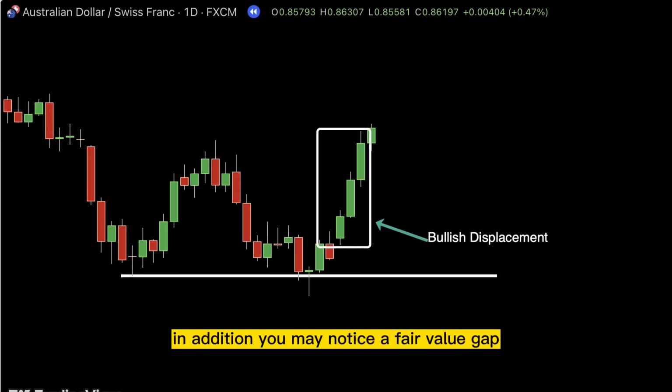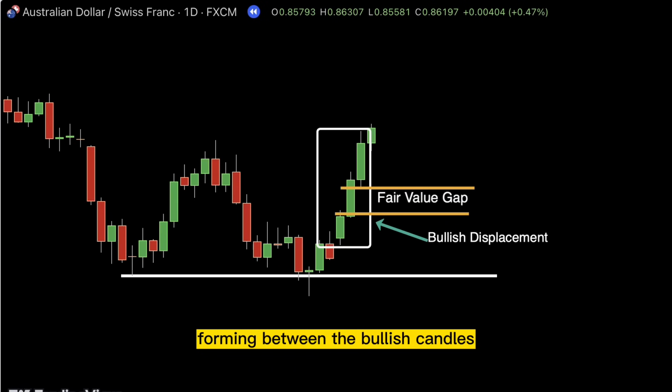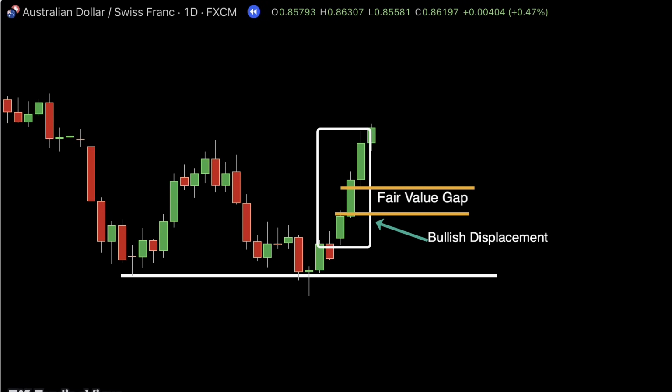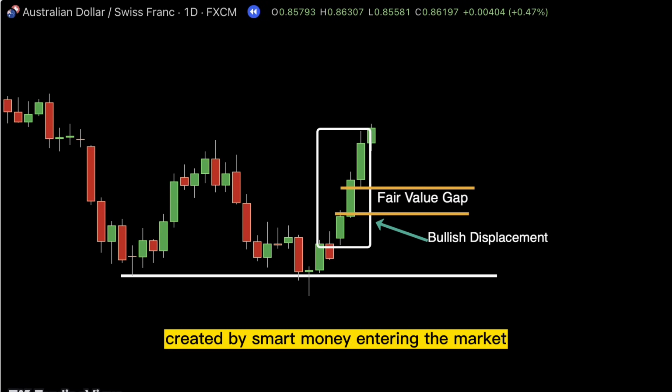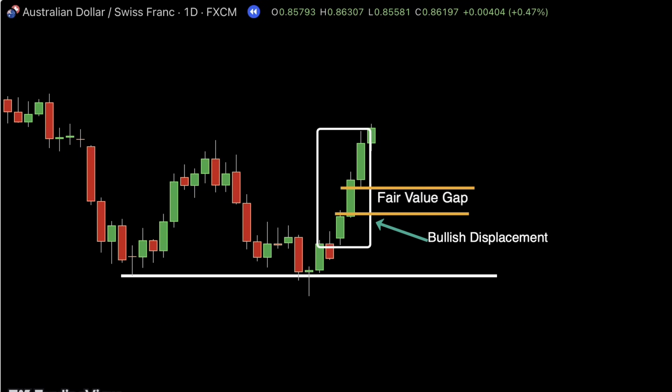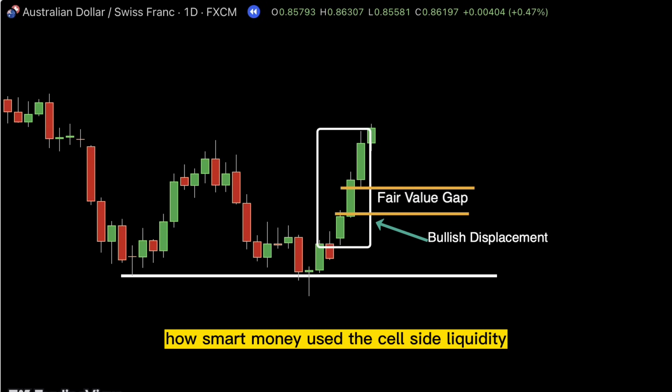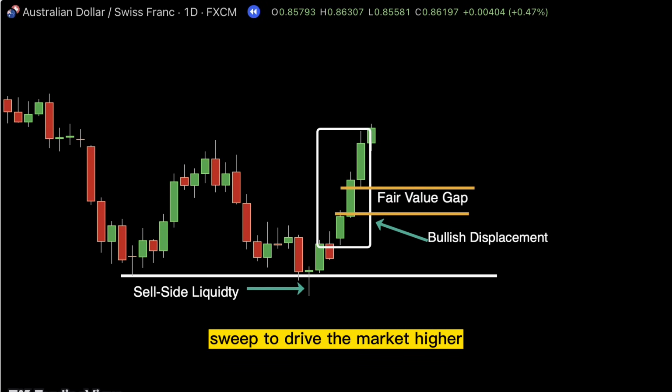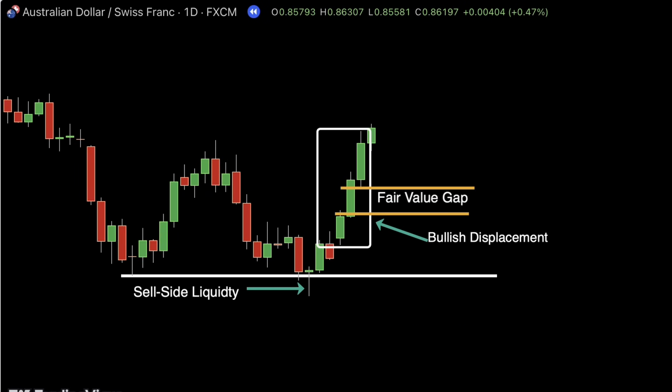In addition, you may notice a fair value gap forming between the bullish candles. This gap represents a price imbalance created by smart money entering the market. The fair value gap serves as a confirmation that institutional players were involved in the displacement. This bullish displacement shows how smart money used the sell-side liquidity sweep to drive the market higher, trapping retail traders who were positioned short and benefiting from the liquidity grab.